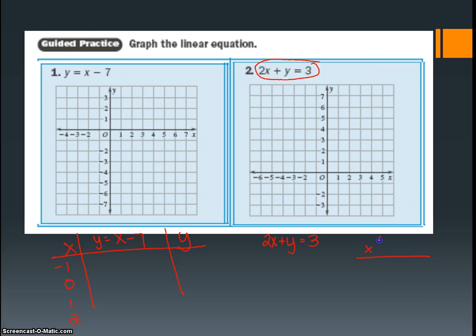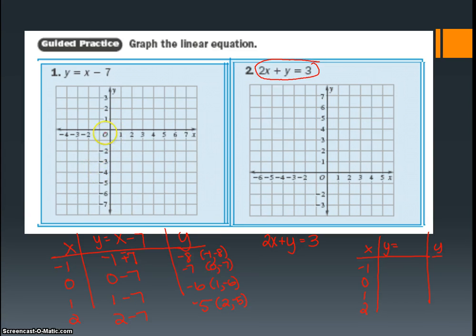Once you have the y equals whatever you solved over here, then you can set up your chart and go ahead and graph that. Number 1 I'm going to help you with. This is -1 minus 7, which is adding a negative, so it's -8. And those are ordered pairs. This is 0 minus 7, which is -7. Then 1 minus 7, which is -6. And then 2 minus 7, which is -5.